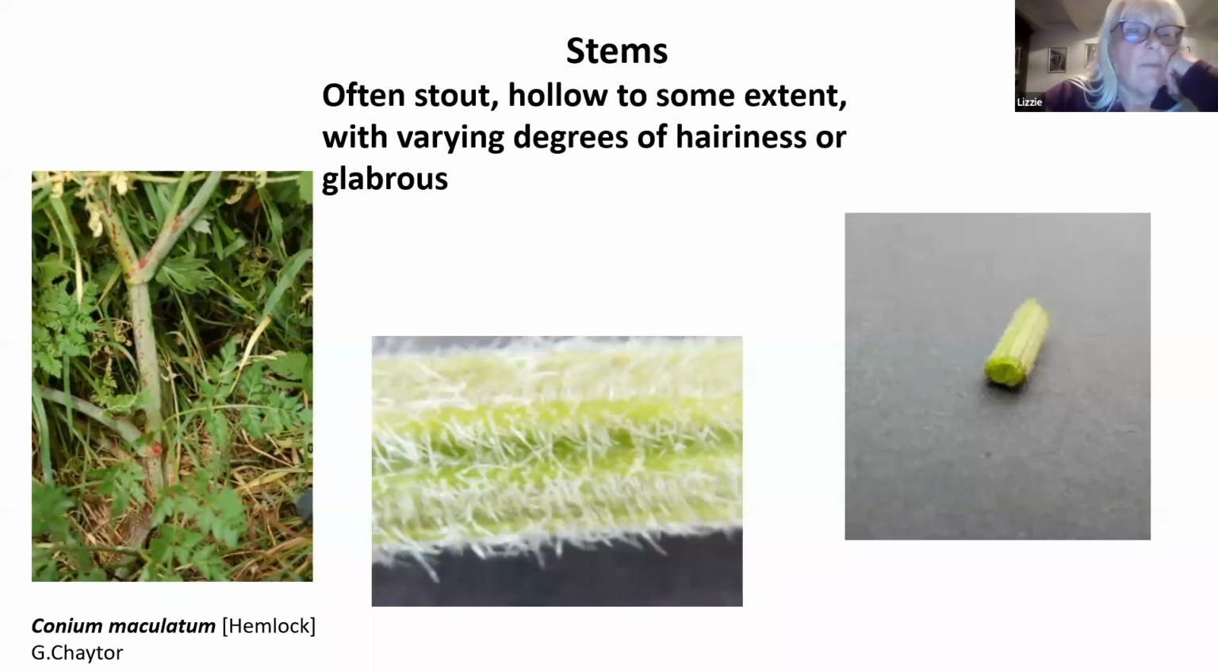The stems, again, there's the spotty hemlock. That's a hairy stem of hogweed. And I think that's just hogweed showing the hollow middle. So the degree of hairiness, or are they glabrous? Have they got no hairs on at all? All of these things will help you when you're looking.